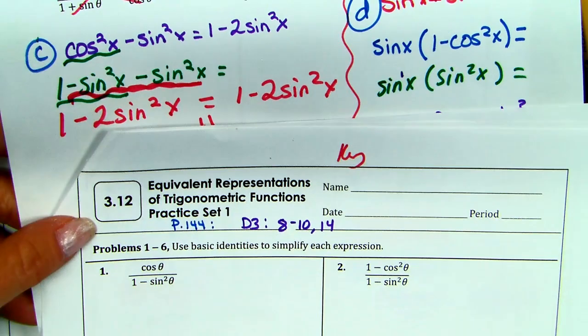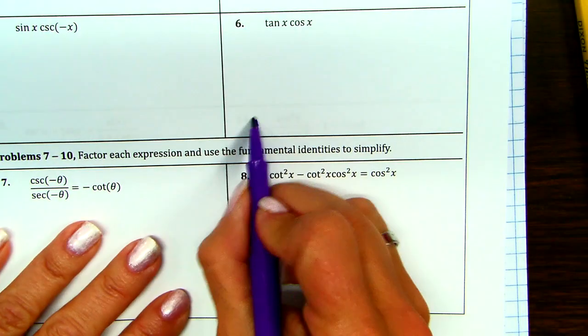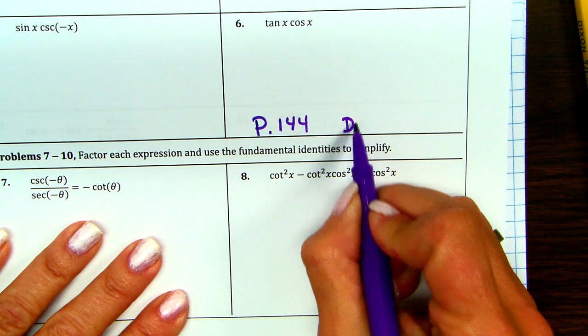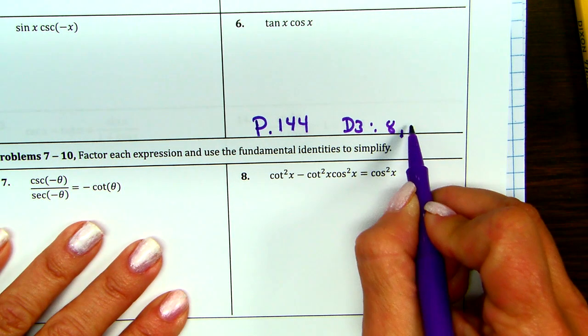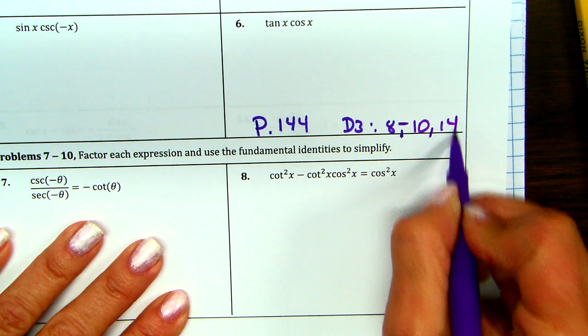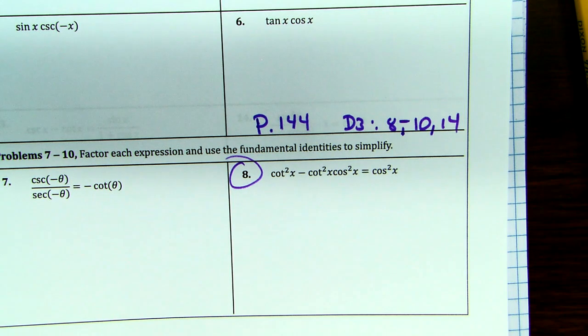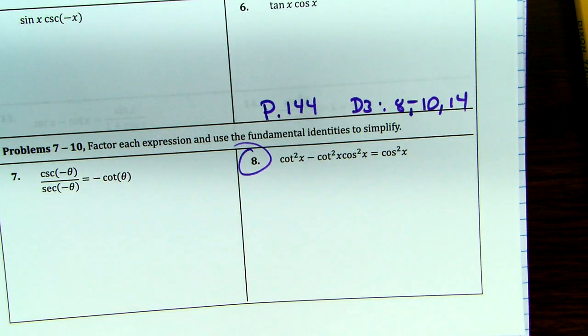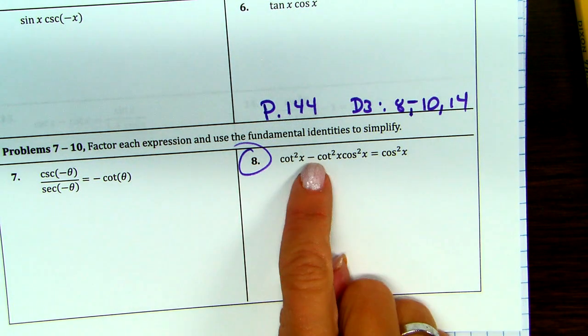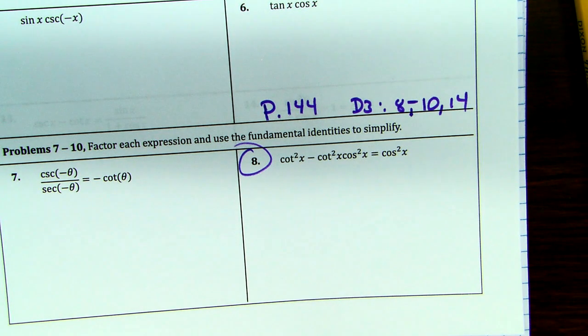Okay, so again, let me write it here. We're on page 144, D3, 8 through 10 and 14. So I'll do number 8 if we get going. Another crazy looking one. But I'm hoping you guys are looking at that and seeing something. What do you see? I just talked about it. GCF. Yeah. Remember a plus or a minus here with like terms on both sides? Probably a GCF problem.